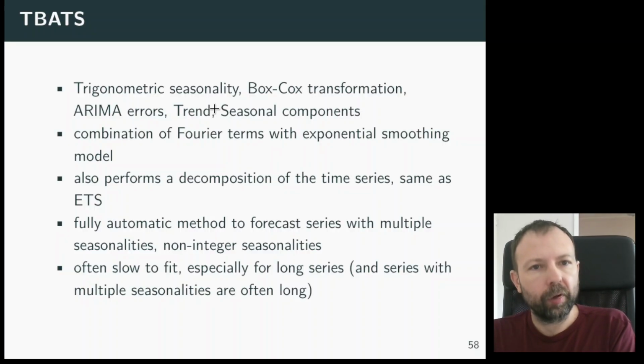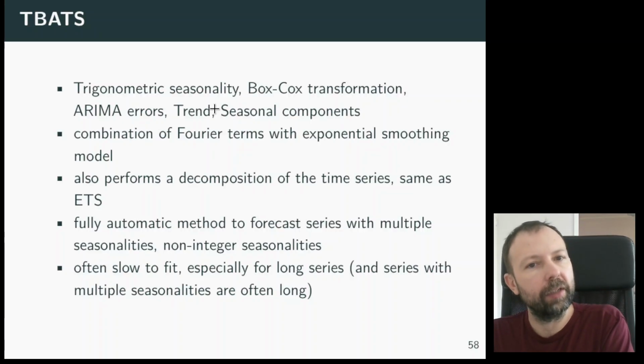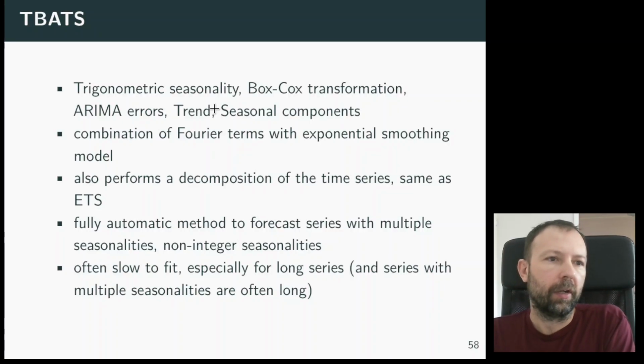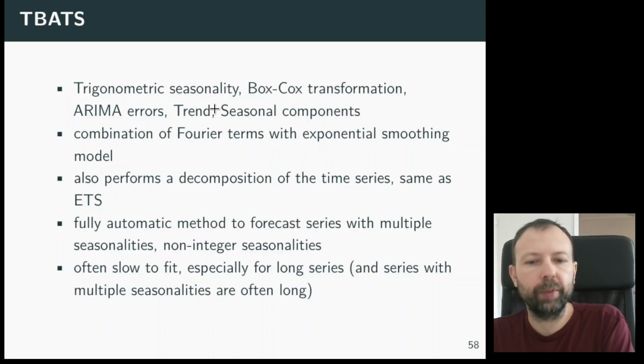It also performs a decomposition of the time series, so that's the same as an ETS. It is again a fully automatic method to forecast series with multiple seasonalities and also with non-integer seasonalities. Right? What is a non-integer seasonality? A yearly seasonality, often people put a yearly seasonality on a daily time series. People would say, it's 365.